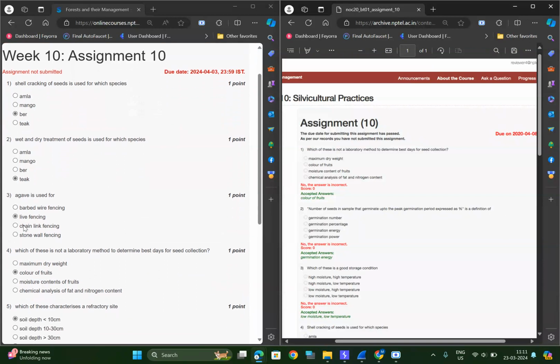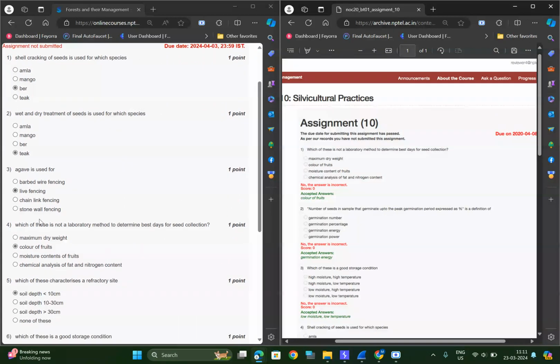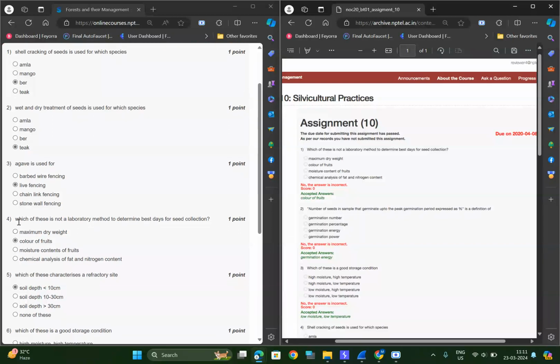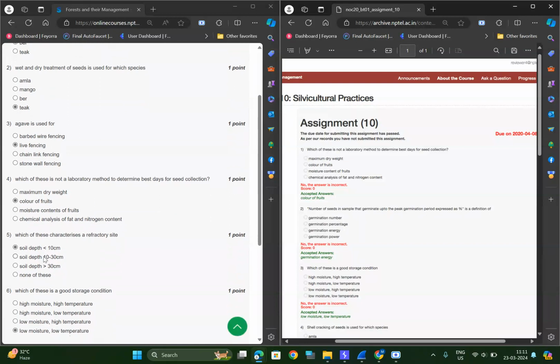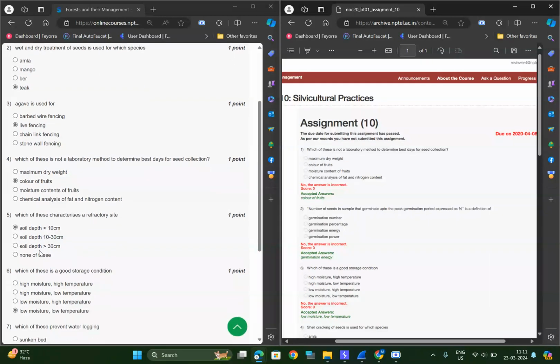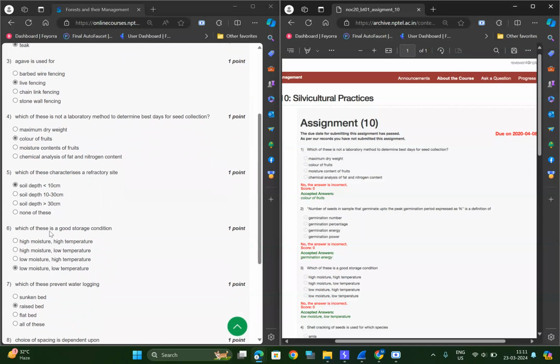For the third question, the option should be B, and these are the 100% correct options. For the fourth question, it should be option B, color of fruits. For the fifth question, the option should be soil depth should be less than 10 cm.